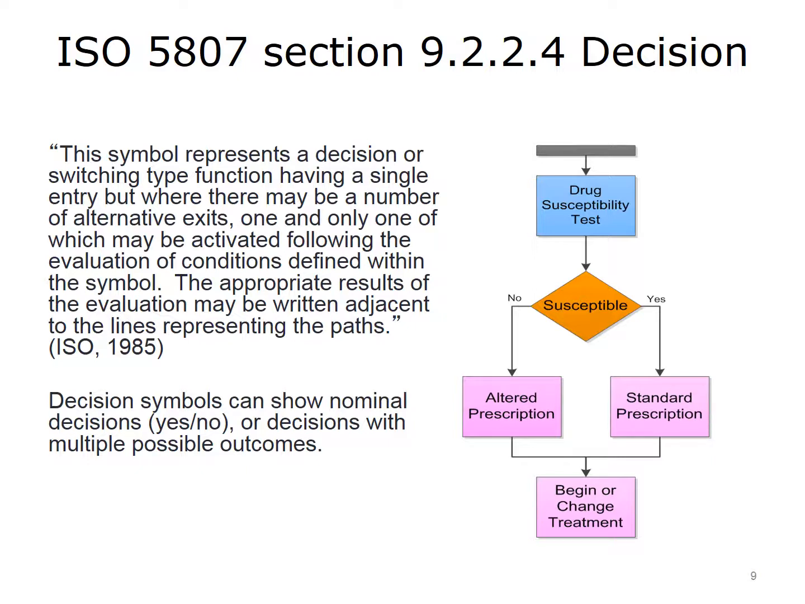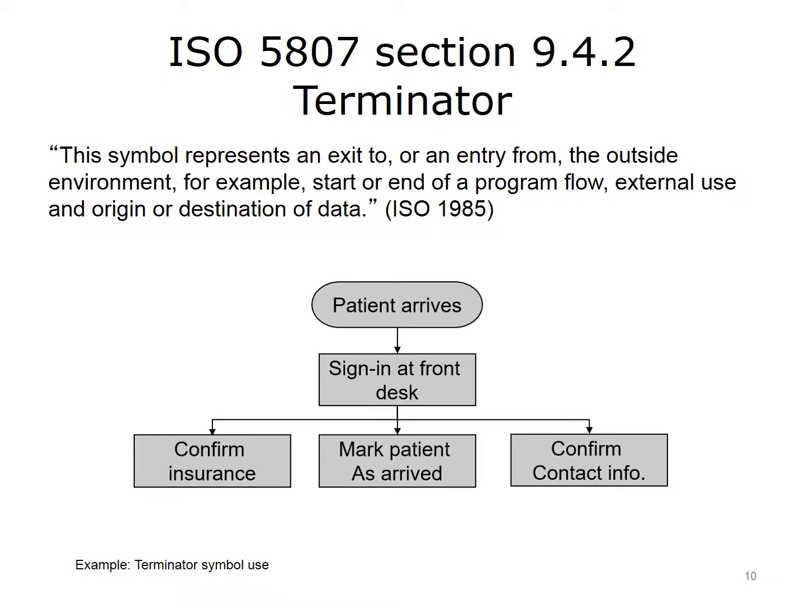In this example, the patient is given a drug susceptibility test and a decision is made as to the appropriate type of prescription to write based on the test results. Note that the actions are different for the patients who are susceptible and the patients who are not. Thus, the decision symbol denotes a point at which, depending on the result of the decision, the process will proceed via different paths. This is an example of the terminator symbol.